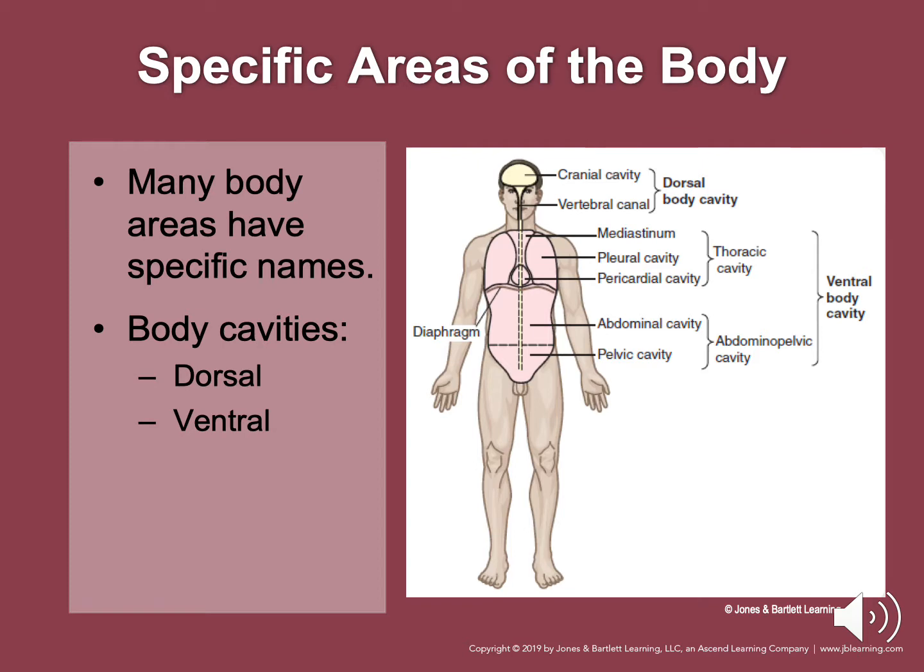You've got the cranial cavity, vertebral canal, mediastinum, pleural cavity, pericardial cavity, which is the thoracic cavity itself, the abdominal cavity, the pelvic cavity, all that stuff. Just to name specific areas of the body. So you may use these terms to describe something housing something else.